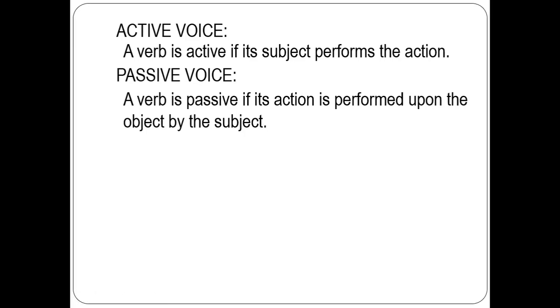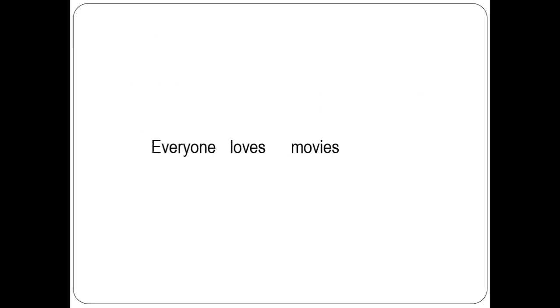So it really is a question of emphasis. In the active voice, you are emphasizing the subject performing the action, but in the passive voice, you are emphasizing the action being performed upon the object. So it's really a distinction of subjecthood and objecthood. In the active voice, subjecthood is more important, and in the passive voice, objecthood is more important. So I'm sure you might be sufficiently confused by now. So what we're going to do is look at some examples. For example, everyone loves movies. This is clearly in the active voice.